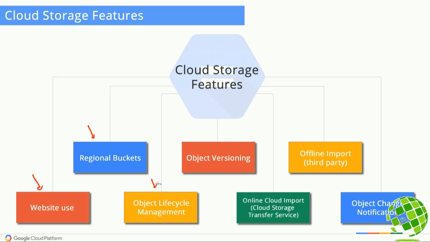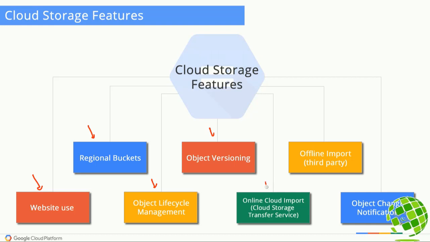We also have object lifecycle management. This is really cool. This allows us to create policy to allow Cloud Storage to perform actions on our objects based on certain conditions. So we can say delete objects that are older than X number of days, or delete objects created before a specific date. And this can also work with object versioning. This is another cool feature that when enabled on a bucket, all the objects in that bucket will maintain their history. So that'll give us a way to undelete data or retrieve older versions of our data.